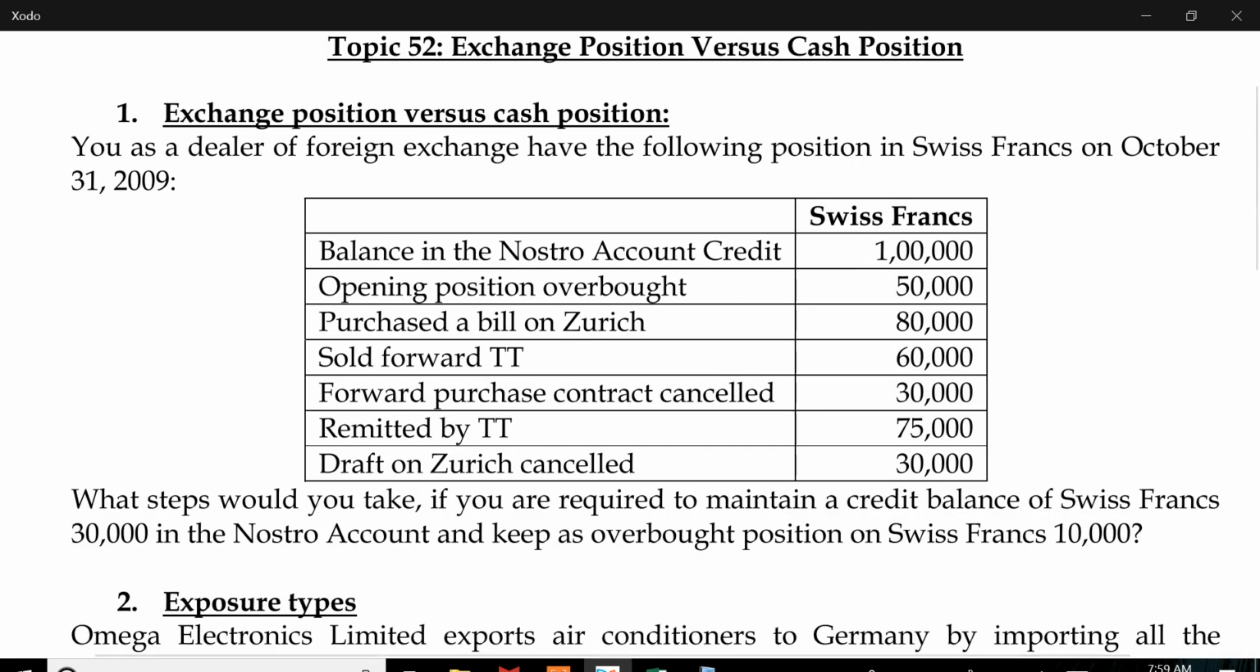Let's do this question, topic 52, question number 1, page 190. You as a dealer of foreign exchange have the following position in Swiss franc on October 31. What steps would you take if you are required to maintain a credit balance of Swiss franc 30,000 in Nostro account and keep an overbought position on Swiss franc 10,000? Go through the question.